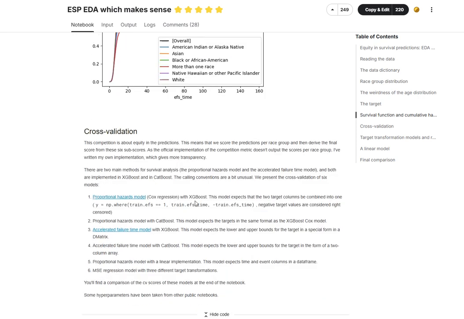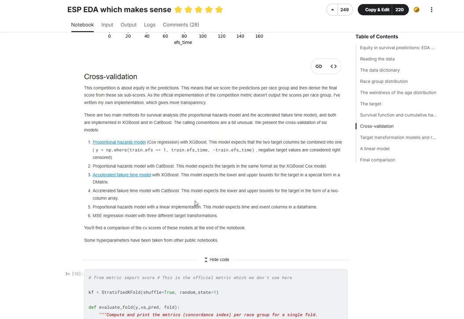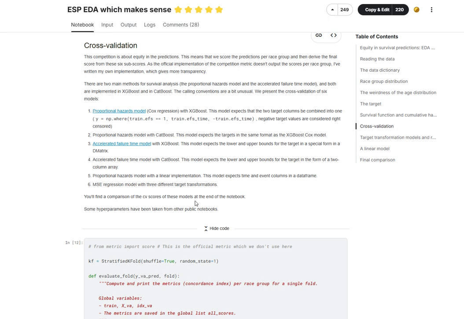Now, we move on to modeling. This competition has a special metric that emphasizes equity. The notebook provides a custom implementation to calculate the concordance index, a common survival analysis metric, separately for each race group. The final score is based on both the average concordance index and the variation in concordance index across the groups. Lower variation is better.